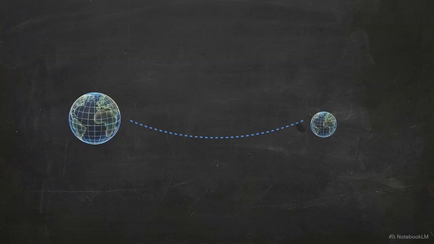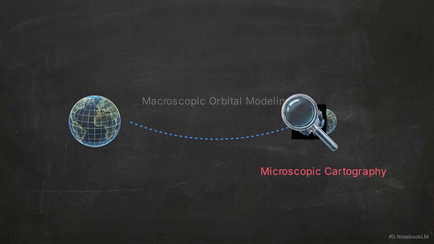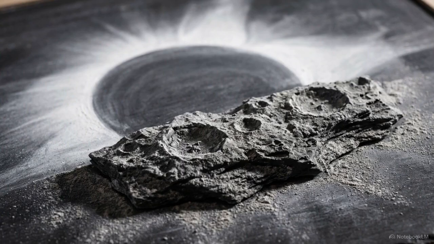Understanding the mechanics of an eclipse requires merging macroscopic orbital modeling with microscopic cartography, proving that the scale of cosmic events is governed by the smallest physical details.